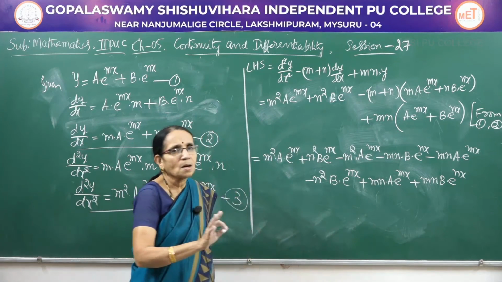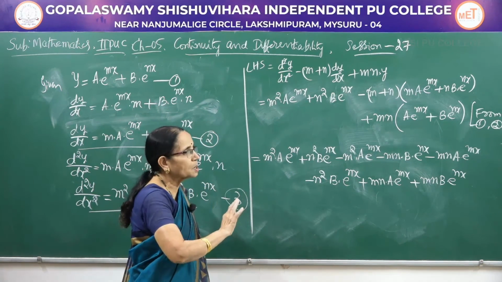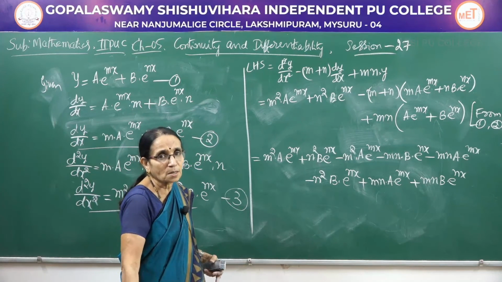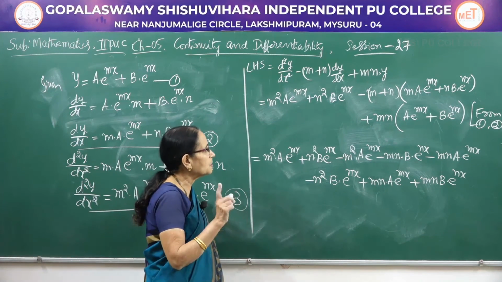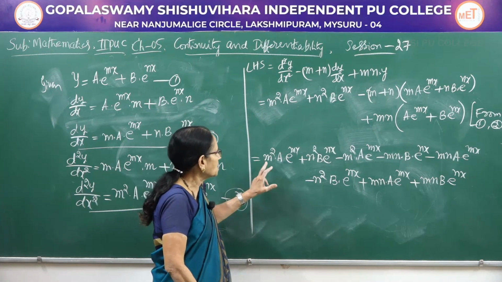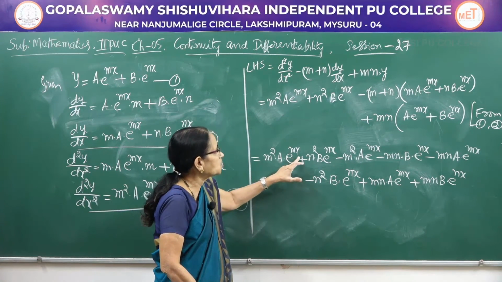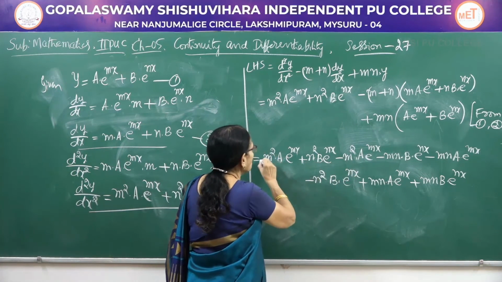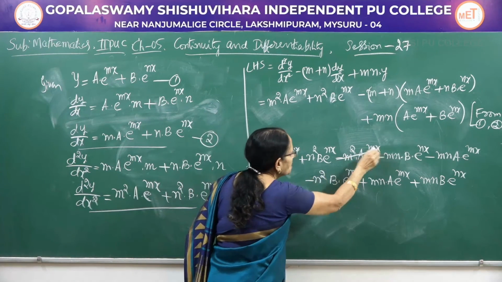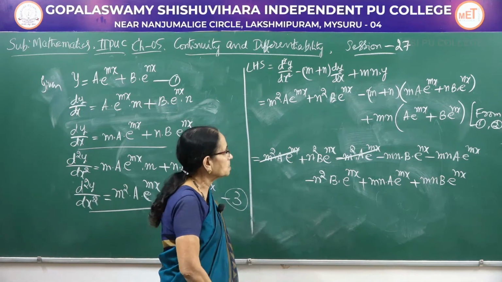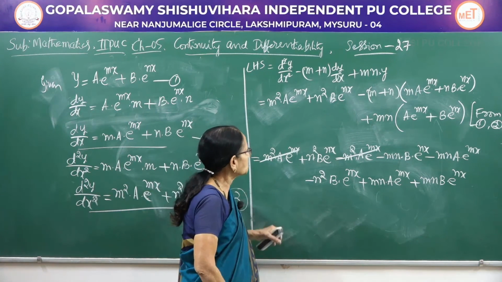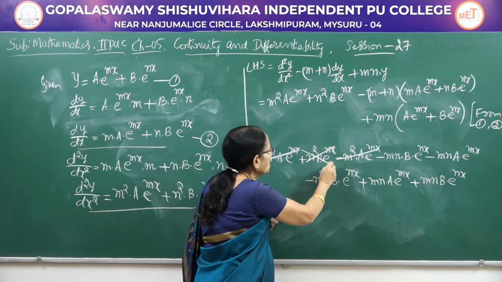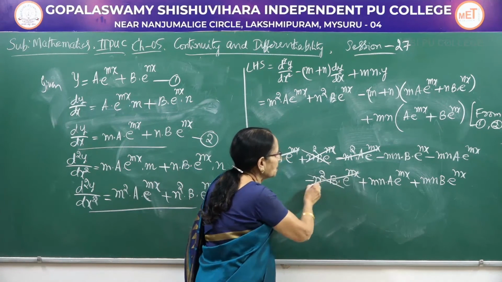So we have got here all the terms, and removing the brackets we got the values. Let us see whether they get cancelled and we get the value 0. One by one, observe carefully. m square into a into e to the power mx. Now minus m square into a into e to the power mx. So cancel these two. That is over. Next, minus n square into b into e to the power nx, and here plus.